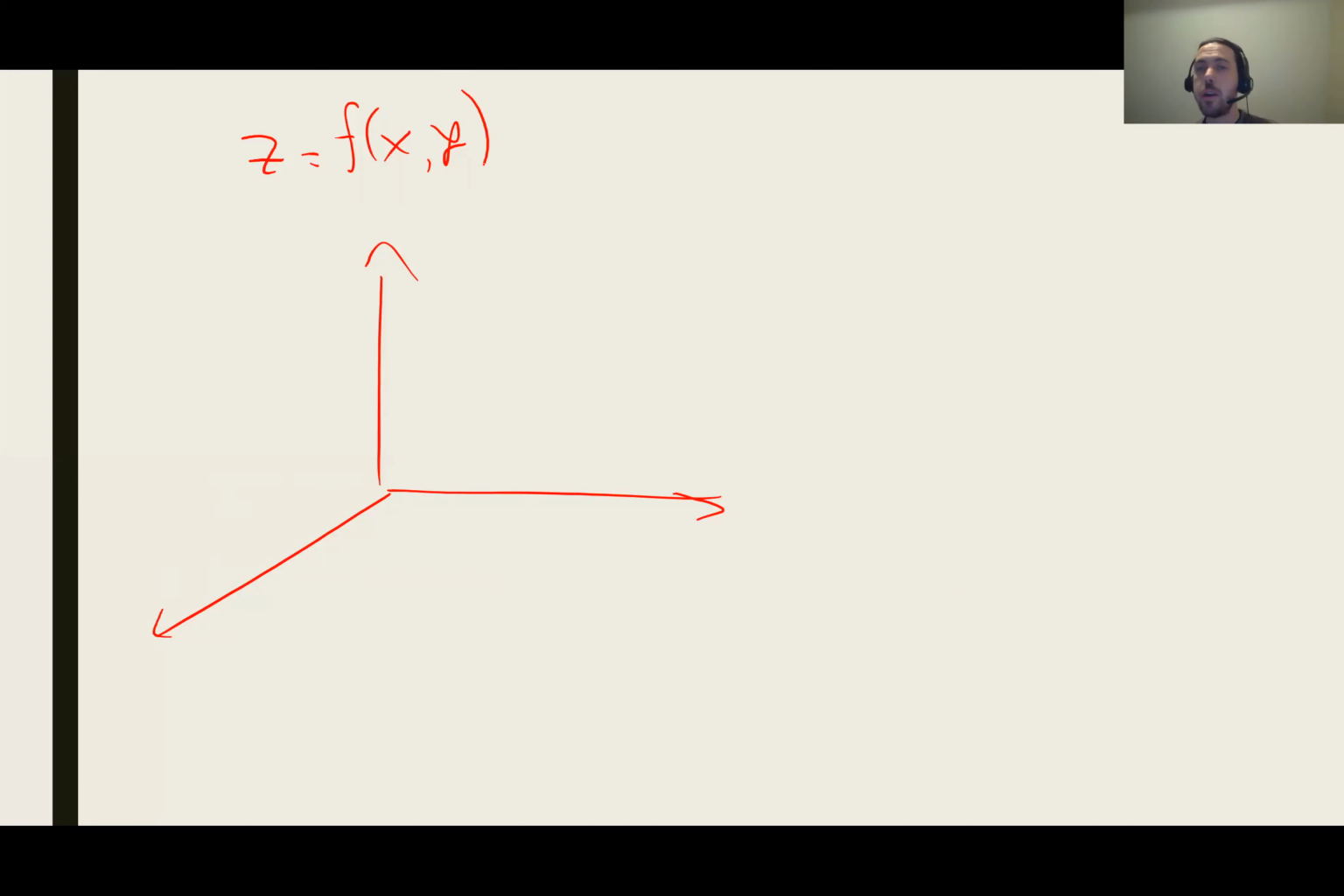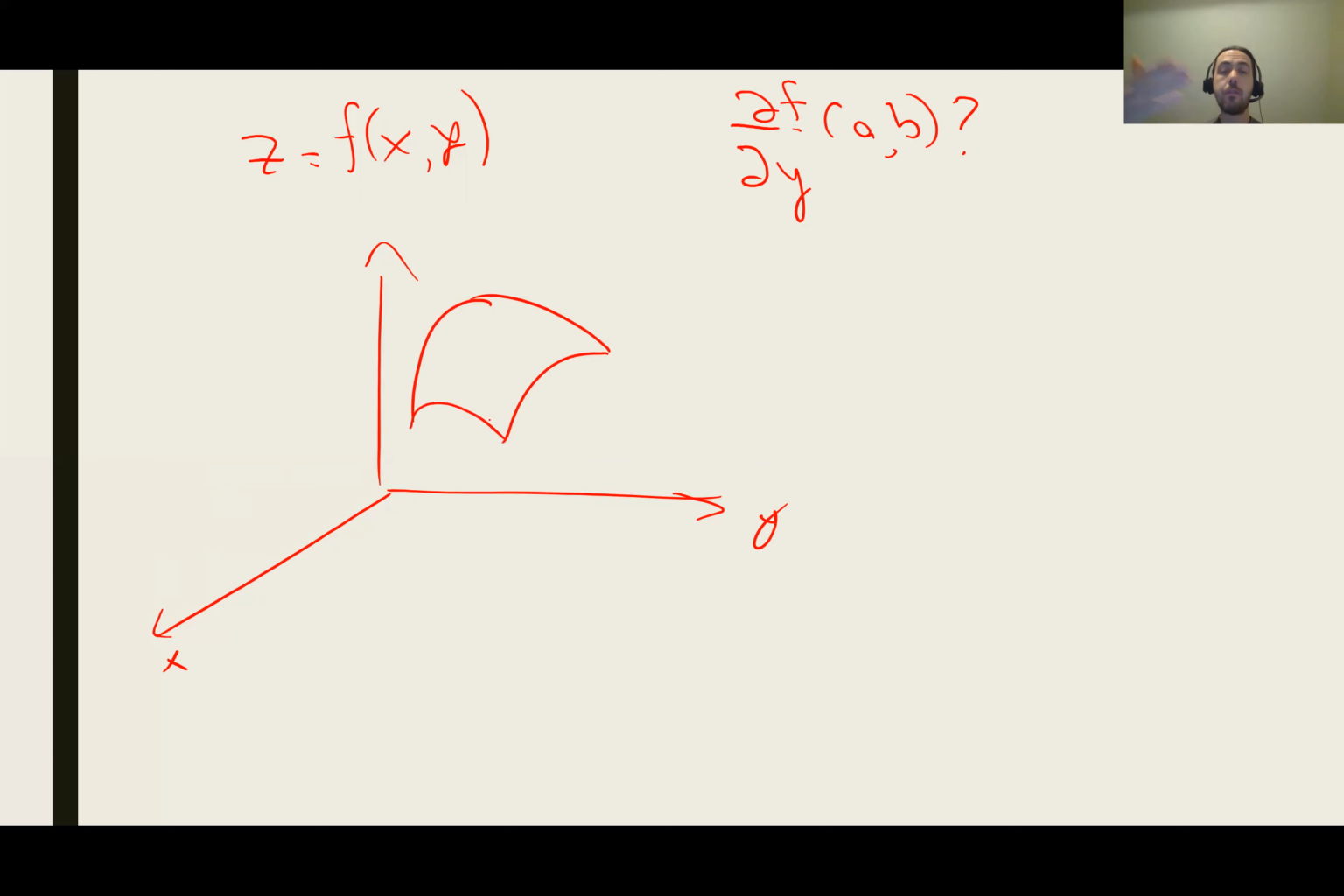In terms of graphs, this interacts in a nice way with what we were doing when we were thinking about graphs of functions last time. Let's say we have a function of 2 variables, z equals f of x and y, and we want to know what the derivative of f with respect to the y variable is at a particular point, a comma b. Let's take a look at how we could think about that. The graph of this function is going to be some surface where the z coordinate is equal to f of x, y.